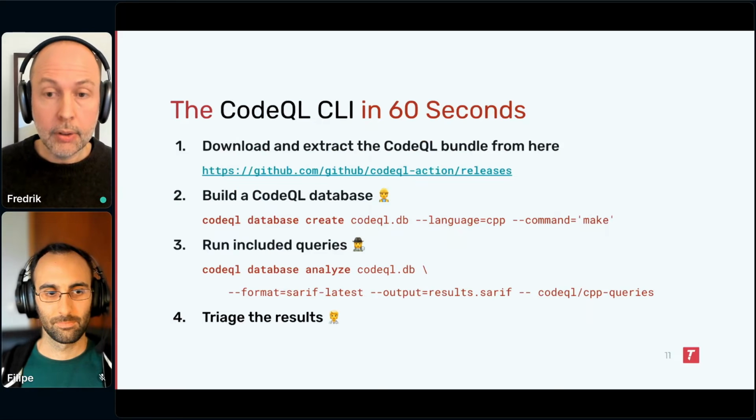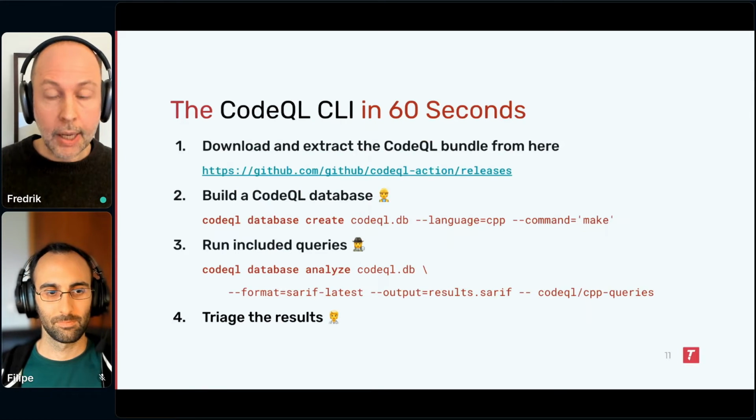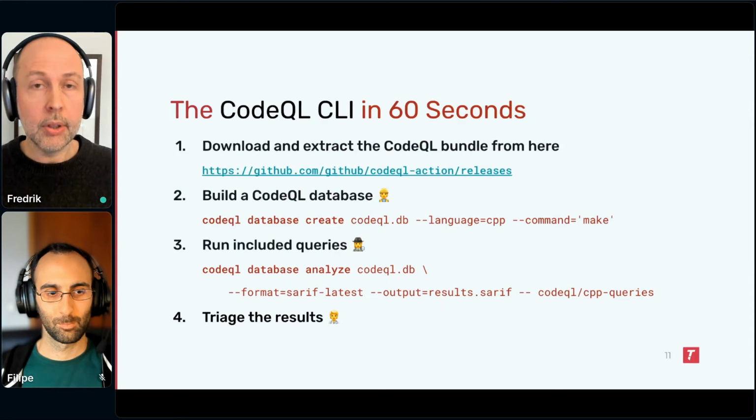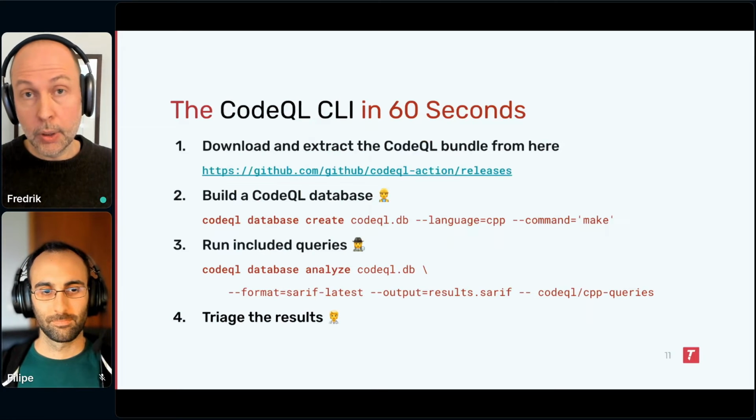Then to run queries, you use the command codeql database analyze. And there you specify the output file, the output format, and the query pack or query suite that you want to run. CodeQL supports outputting to CSV, but we usually use SARIF, which is a static analysis output format, which is pretty good because it has good tooling support.